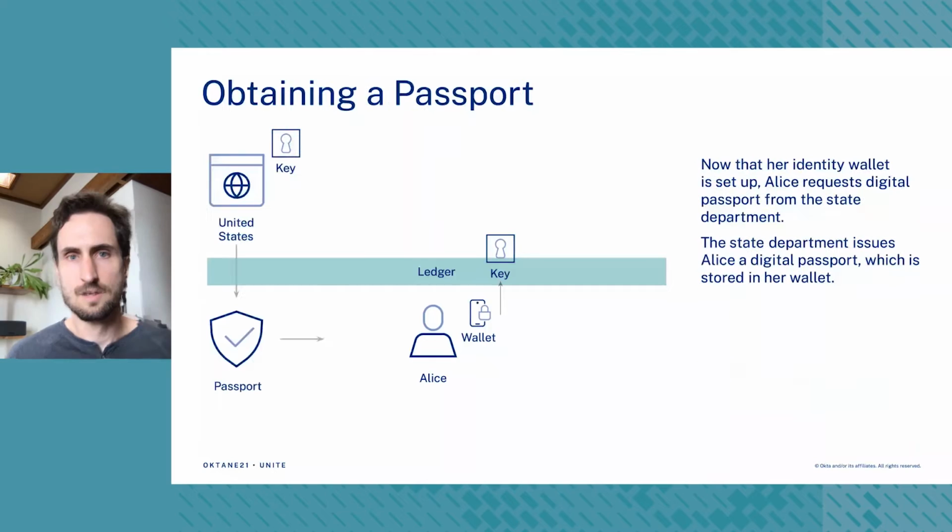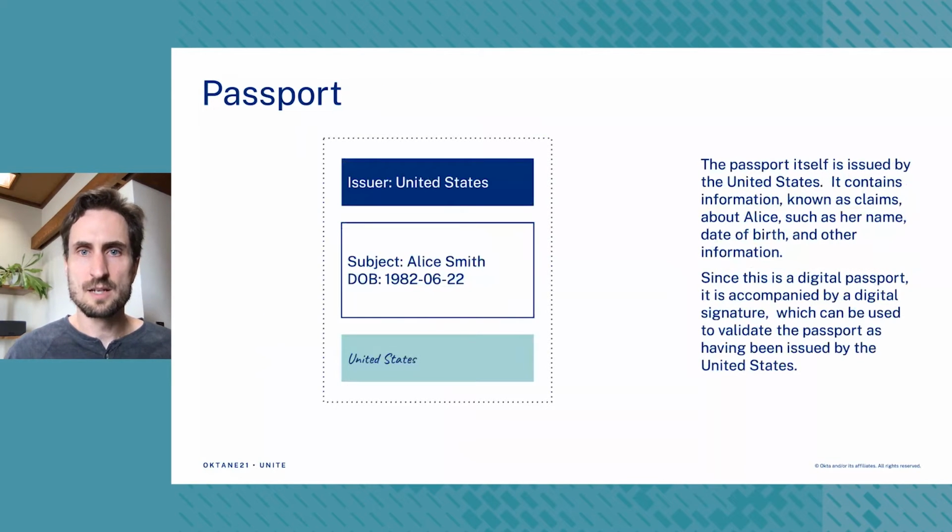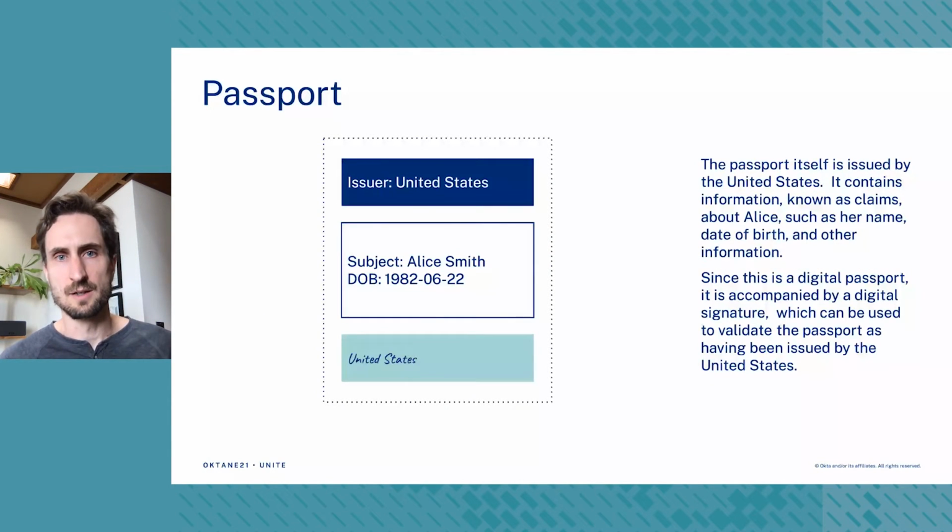Now that her identity wallet is set up, Alice can request a digital passport. She might do this online by signing into her existing MyTravelGov account and clicking a button to get a digital passport. With one click, the passport is seamlessly issued and stored in her wallet using new web APIs. Let's take a look at what the digital passport looks like.